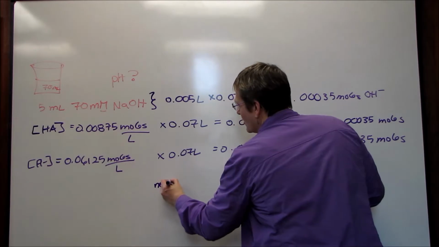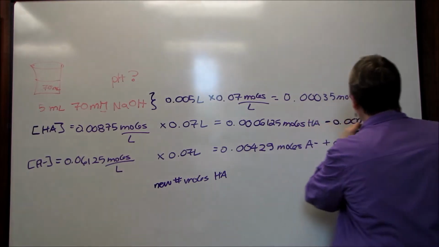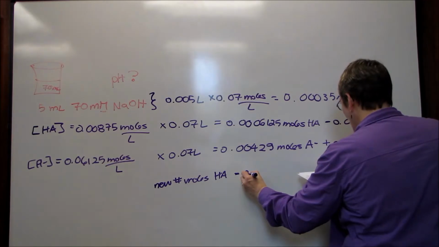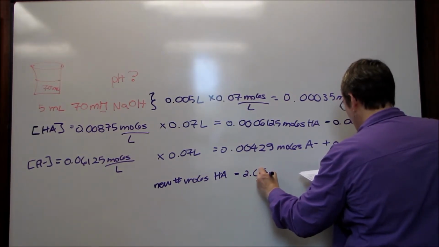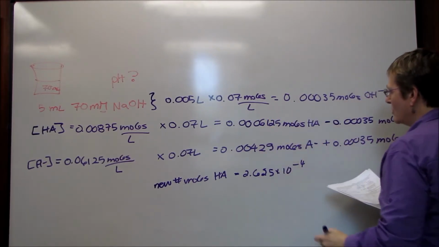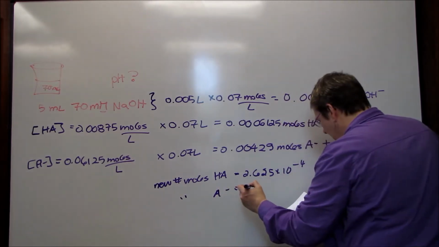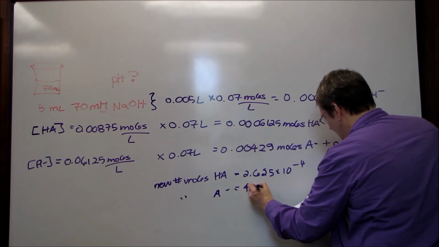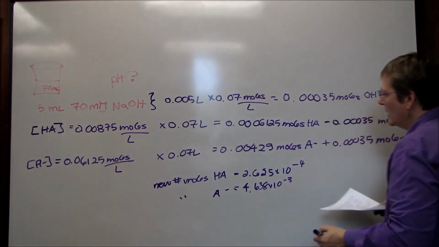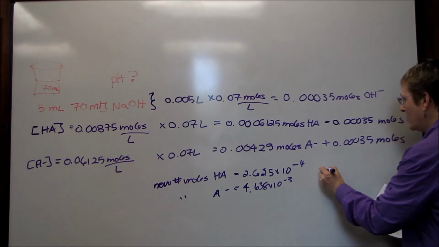So we'll have our new numbers of moles for HA coming from here, and that is 2.625 times 10 to the minus 4, or 0.0002625, and the new moles of A minus would be bigger than they were before, 4.638 times 10 to the minus 3, or 0.004638 moles. Now what we have to do to figure out the pH is put it back in Henderson-Hasselbalch.